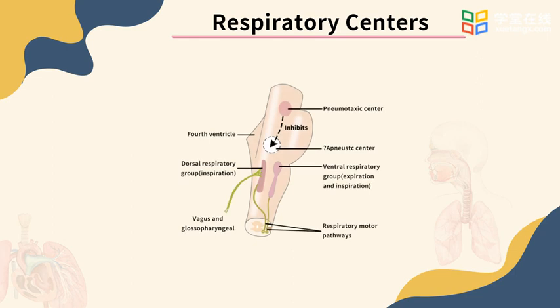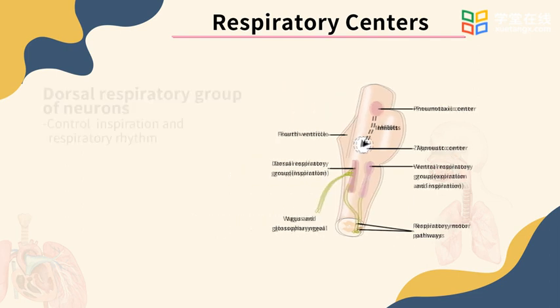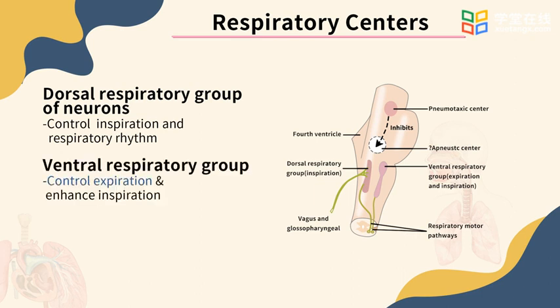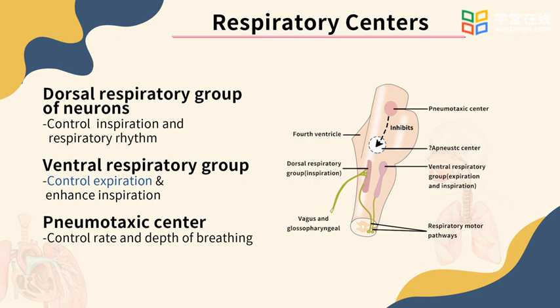The above result confirms that the respiratory centers are located in the medulla oblongata and pons, divided into 3 collections of neurons based on their locations and functions. A dorsal respiratory group in the medulla controls inspiration and respiratory rhythm. The ventral one is responsible for expiration and enhanced inspiration during exercise. The upper one, PC, controls the respiratory rate and depth of breathing.